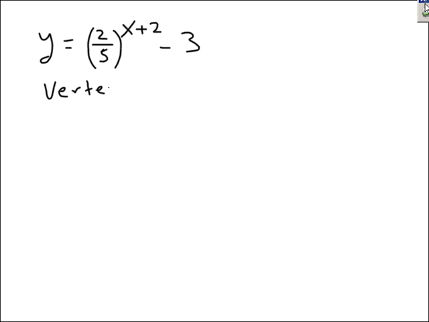Suppose you are asked to graph y is equal to 2/5 to the x plus 2, minus 3. Okay, what is the vertex? What makes that 0 is negative 2. What this says is negative 3.